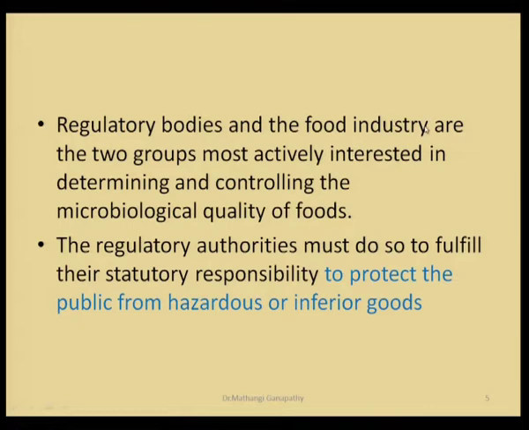Regulatory bodies and the food industry are the two main groups most actively interested in determining and controlling the microbiological quality of food. The regulatory authorities must do so to fulfill their statutory responsibility, and this responsibility is to protect the public from hazardous and or inferior goods. So one aspect is the regulatory body, the other aspect is the food industry. Both work together to maintain a set standard so that the public, those who consume this, will not have inferior goods or fall ill because of consuming a food which is not safe to consume.